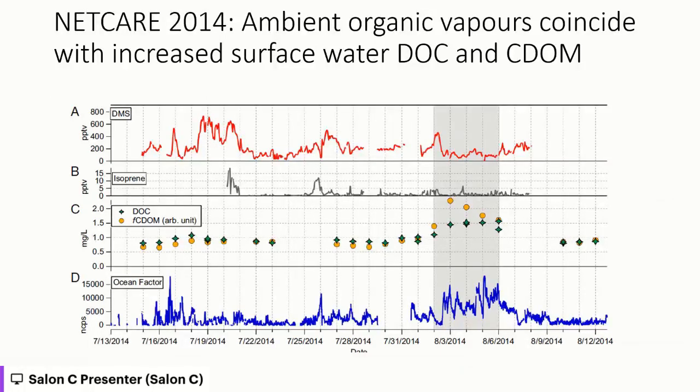chromophoric dissolved organic matter that was in the water, which is shown in panel C here in the red and the yellow. And interestingly, this ocean factor did not correlate with isoprene measurements, which she also measured from the mass spectrometer. So these are both things that we knew, or we thought we knew, would form particles, but actually they did not at all seem to correlate with this ocean factor.